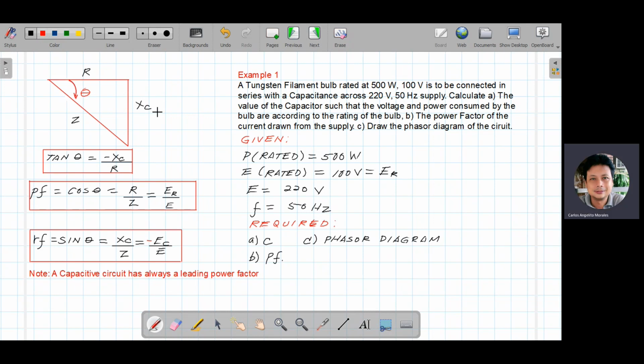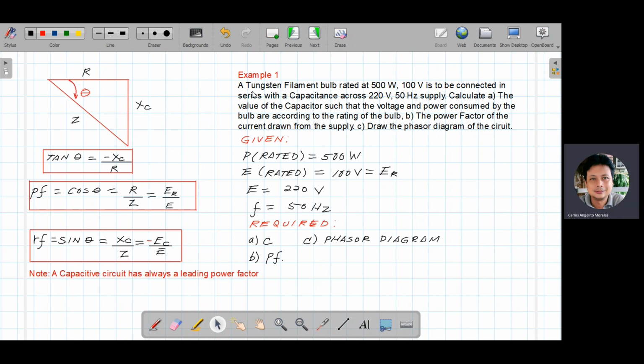Lalagyan natin ng negative dito. Kaya negative kasi pababa. Positive pag pataas. Pag sa right, positive din. Pag sa left, negative. Okay? So meron tayong sample. No? So ito yung note natin. A capacitive circuit has always a leading power factor. Inductive, lagging.